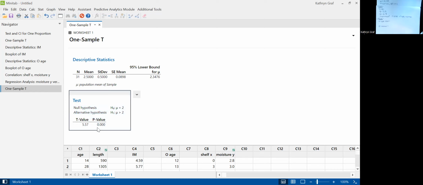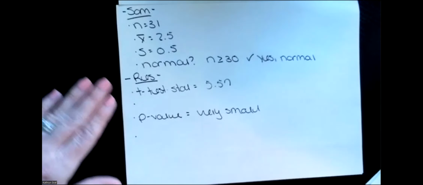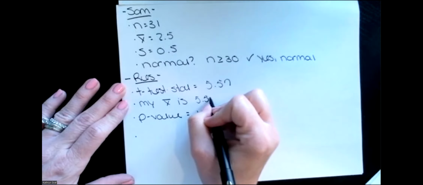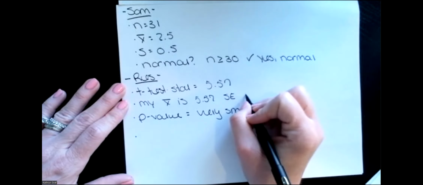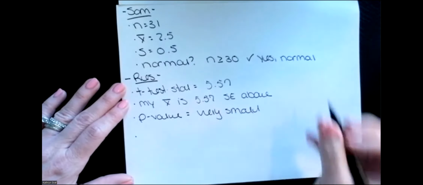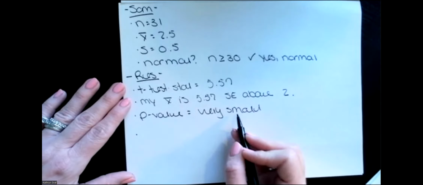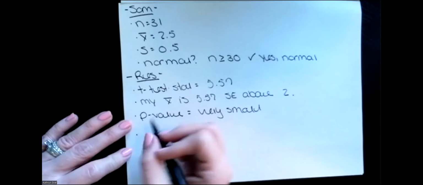Okay, so here's my T and my P. Remember, P is not 0, it's very small. So T, I'm just going to write is 5.57, and p-value very small. All right, so let's go ahead and write out these interpretations and come up with our conclusion. So I'm just going to say my X bar is 5.57 standard errors above, because it's positive, so it's above my center, which is 2. Okay, my p-value, it's very small, so now I'm going to write my interpretation of my p-value.